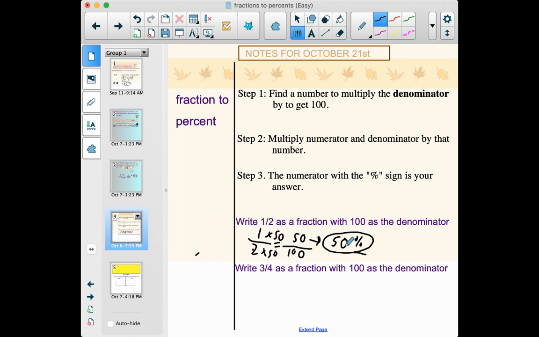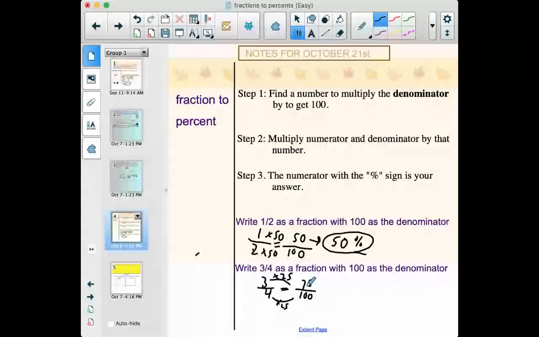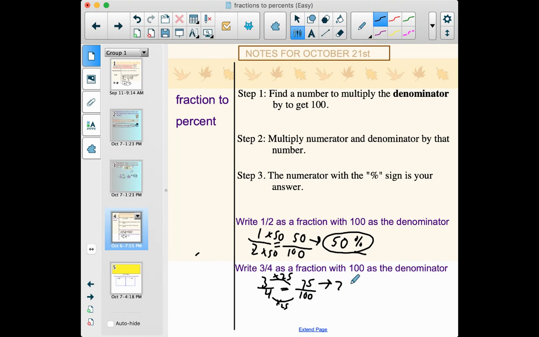Some of you may have already known that. Okay, let's try 3/4. So I'll do 3 out of 4. I want that to be a percent, so I need the denominator to be 100. To get from 4 to 100, what I have to do is multiply by 25. And I always have to do the same thing on top. So I'm times 75 on top as well. Sorry, 25. So 3 times 25 is 75. So 3/4 is 75 out of 100, which means as a percent, it's 75%.